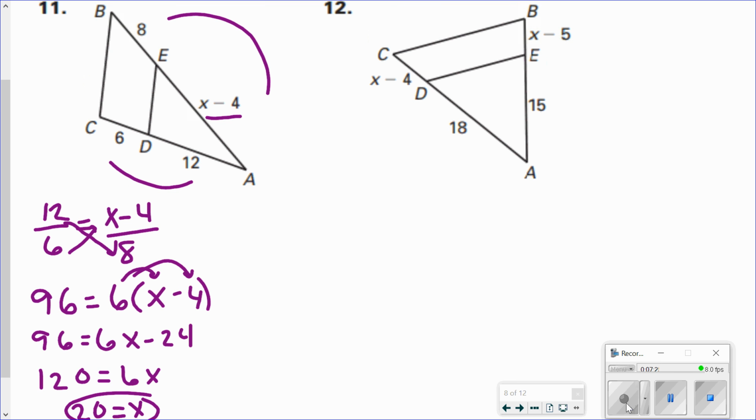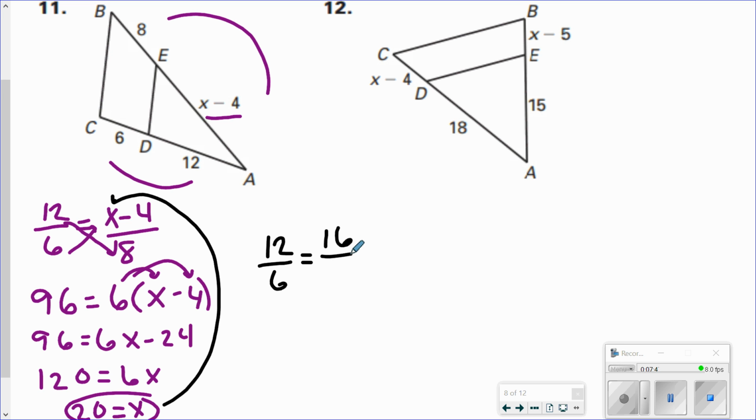Now I'm going to double check my answer. So if I look at my original ratio, I had 12 over 6 is equal to, now instead of x, I can plug in 20 because I know what x is equal to. So if I have 20 and I subtract 4, I then get 16 over 8. And if you look at these ratios, we see they are the same. This becomes 2 is equal to 2. And I know I'm correct. So this is an easy way to double check that your x value is correct and you should be doing it.